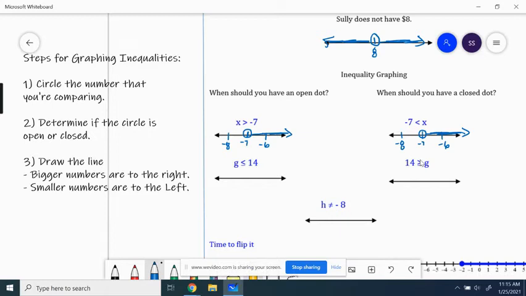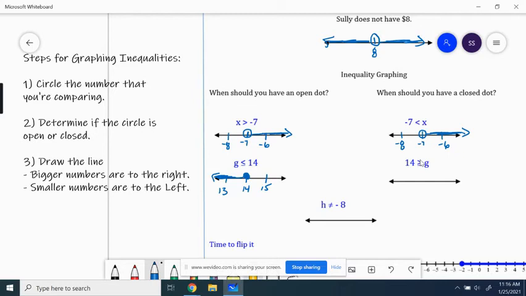G is less than or equal to 14. So let's start with 14. These are positive numbers, so 13, 14, 15. So step 1, circle the number that we're comparing. Determine if it's open or closed. We do have the line underneath this time, so this one is going to include 14, so we're going to shade in. All right, and the mouth is eating the 14. That means that the variable must be smaller. Smaller numbers go to the left.